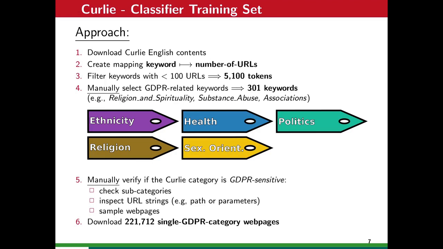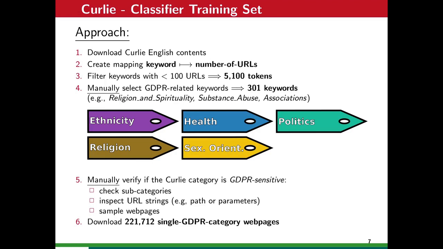For example, religion and spirituality, substance abuse, association, all those keywords can be related to some GDPR categories. While the first two are very specific, the term association could refer to association of dentists as well as student associations or to a political orientation. The 300 keywords that we select from this manual analysis identify a subset of the 300,000 Curlie categories. In the fifth step, we manually inspect this subset and we label those categories that can be put into relation with one or more of the GDPR sensitive categories.